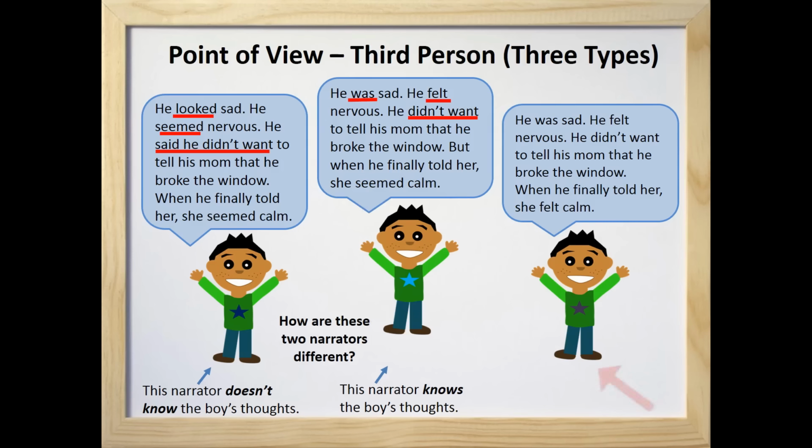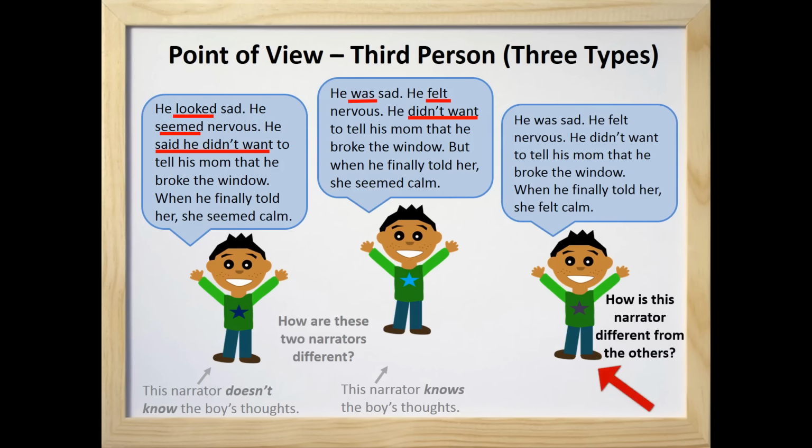What about the third narrator? How is this narrator different from the others? First, does the third narrator know how the boy feels? He says about the boy, he was sad. He felt nervous. He didn't want to tell his mom that he broke the window. Yes, the third narrator knows how the boy feels, not just how the boy seems to feel. Now, let's look at the character of the mom. Which narrators know how the mom feels and what she thinks?